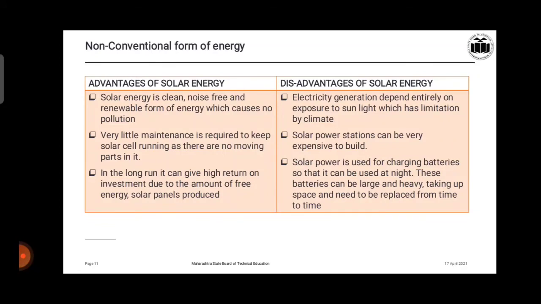Second one is very little maintenance is required to keep a solar cell running, as there are no moving parts in it. Third one is in the long run it can give high return on investment due to the amount of free energy solar panels produce. Similarly, the disadvantages of solar energy will be present in the second column. You should read out all these points very carefully.